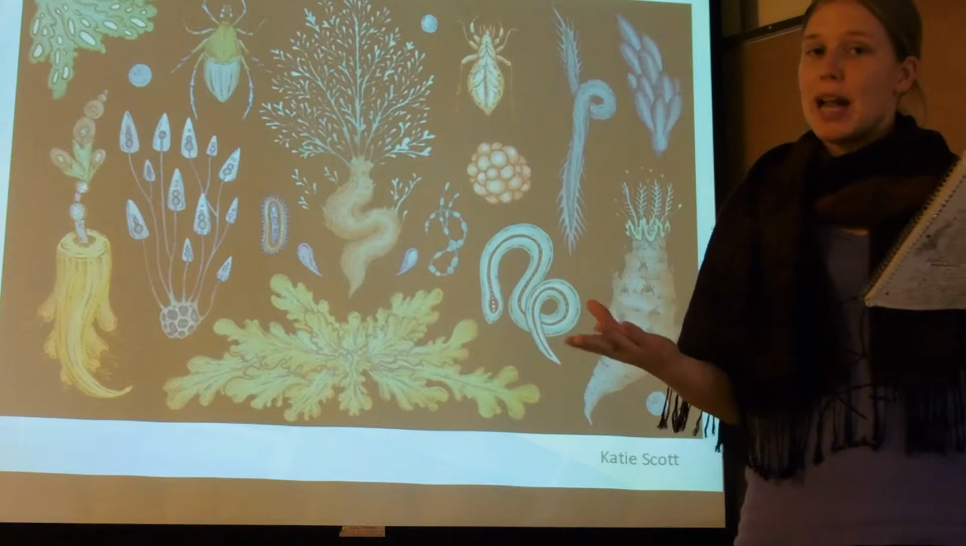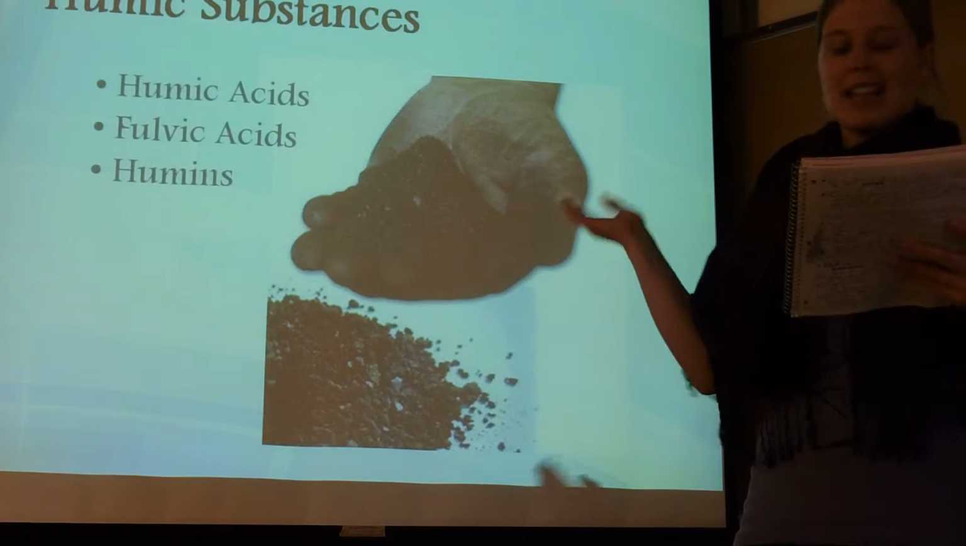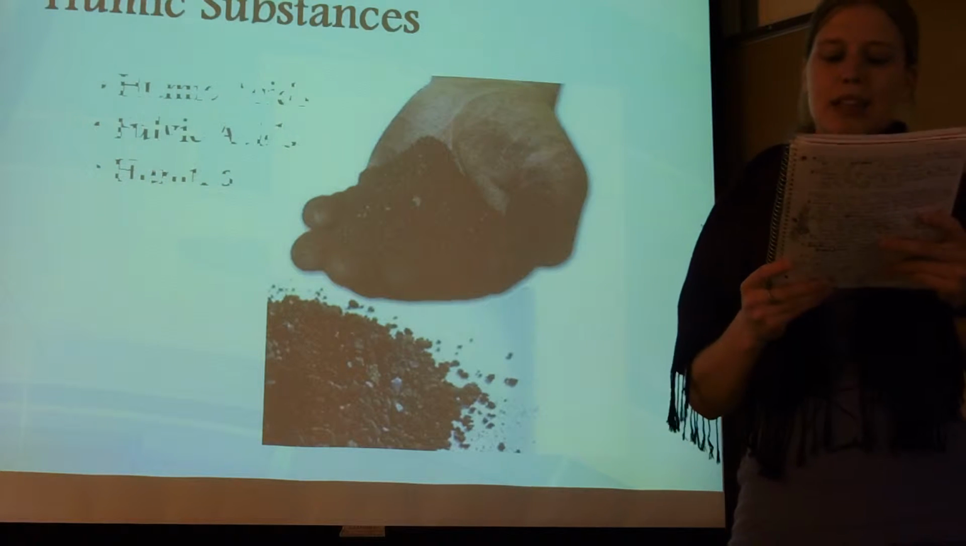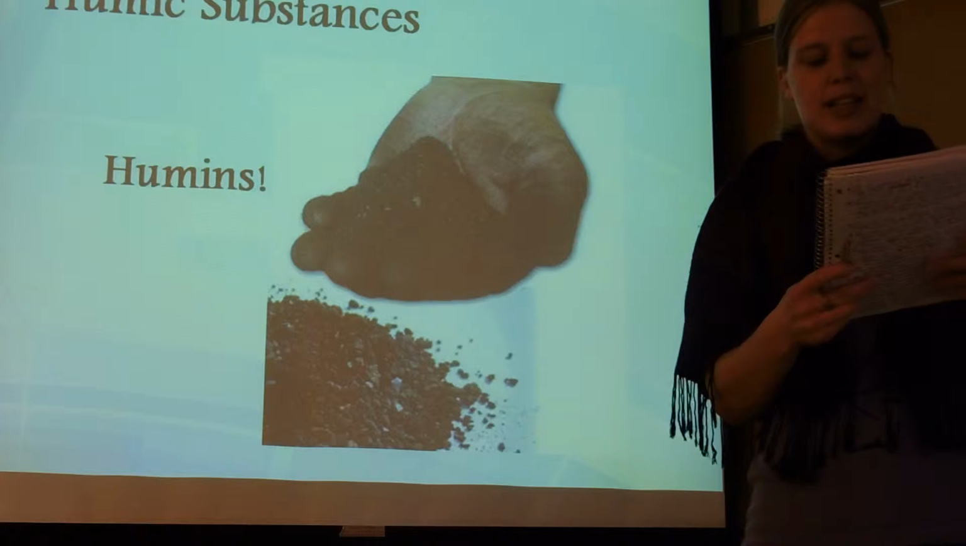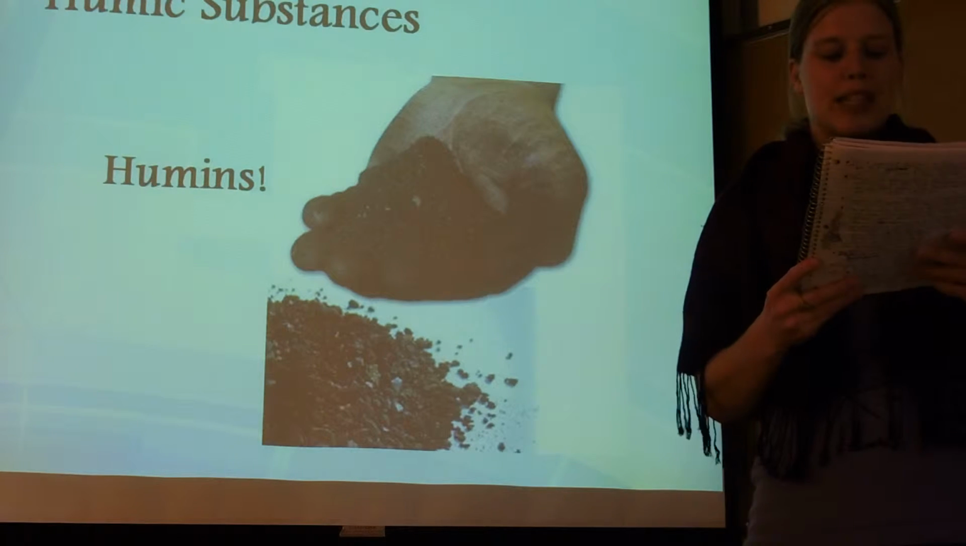Now, there are a few different types of humic substances: humic acids, fulvic acids, and humins. I will be discussing humins, specifically because they are the most effective at performing ecosystem services that we're interested in, but all humic acid substances do act similarly in the soil.